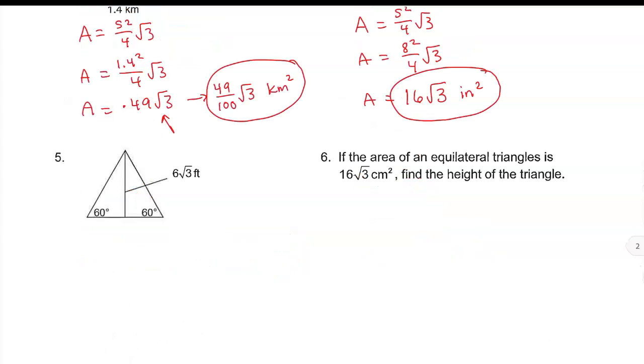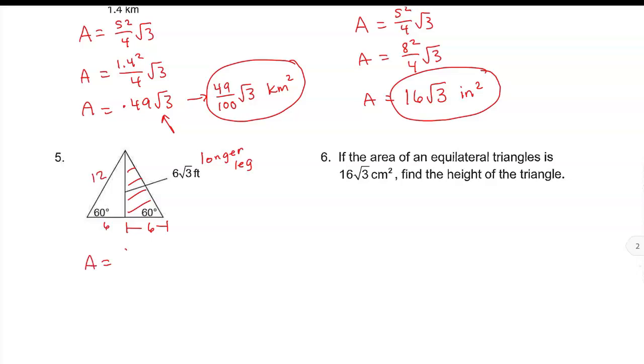So 64 divided by 4 is 16, and we had units of inches, so our answer will be in inches squared. Now in number 5, I don't have the side at all, but I have the height. Do you remember that this is a 30, 60, 90 triangle on this side? The 6 root 3 is on the longer leg. That means the shorter leg is just 6, because you divide by root 3 to get the shorter leg. And if that much of the bottom is 6, the other half of it is 6. So the whole side of the triangle here is 12.